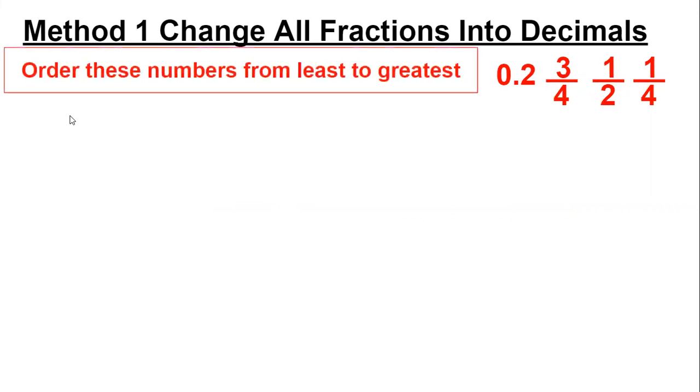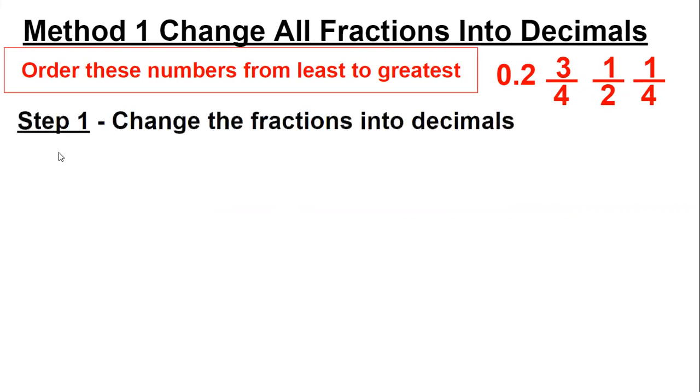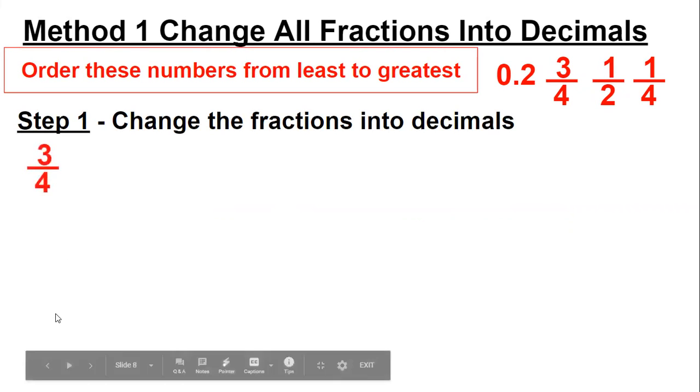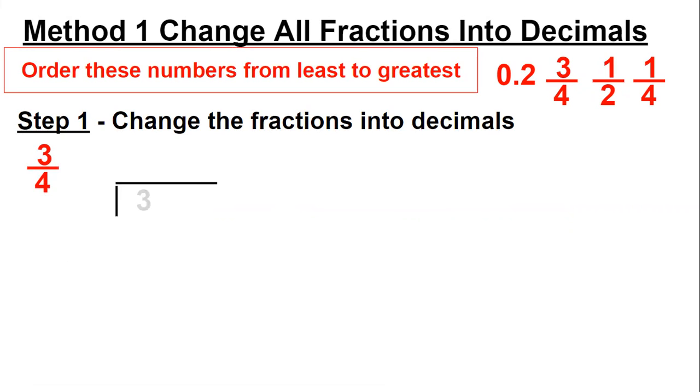Method 1, you're going to change all the fractions into decimals, okay? So there's the numbers again. We have to put them in order. Step 1, change the fractions into decimals. So there's 3/4. We're going to make that a decimal. How do we do that? Right, you have to divide. What number goes on the inside? The 3. What number goes on the outside? The 4. And then we divide, but we can't divide a 4 into a 3. What is that? We have to put a decimal point and a 0. And then we put the decimal point above, right where the decimal is. Got to put it in the same spot.